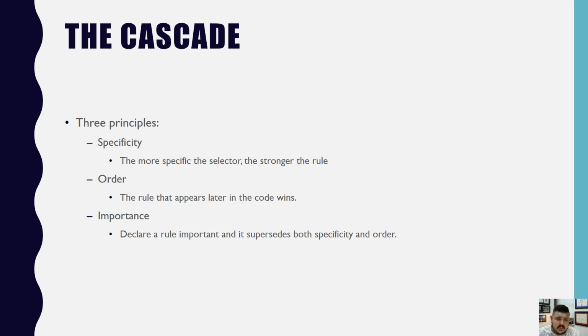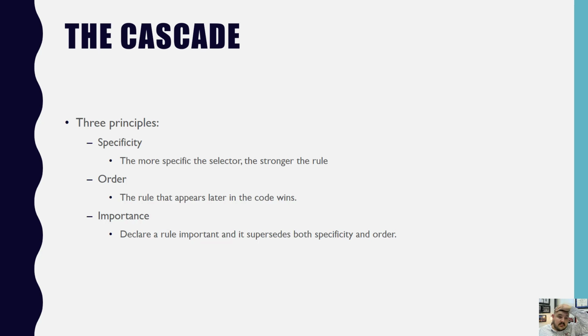The first is the rule of specificity. The more specific the selector, the stronger the rule. If we say that we want only H3 elements that are inside of an article with a class of unicorn, that's a very specific rule. If we had a rule that said H3 elements are red, that's not very specific. The more specific the rule, the stronger the rule is, and it'll win out when compared to other rules.